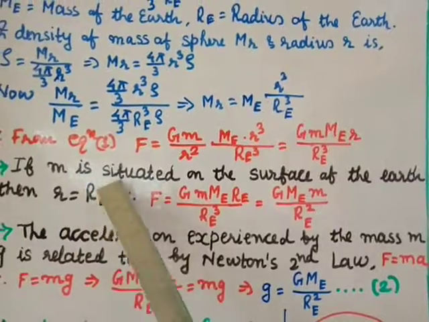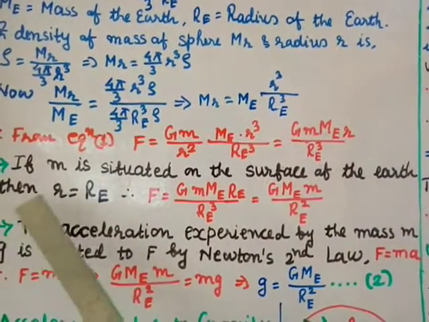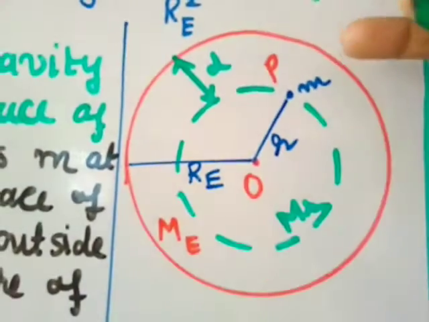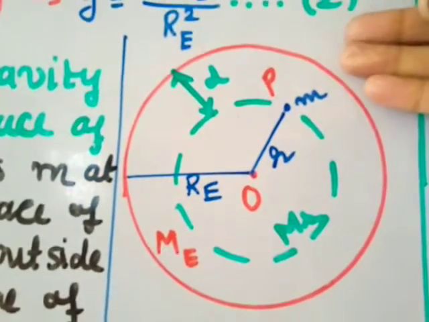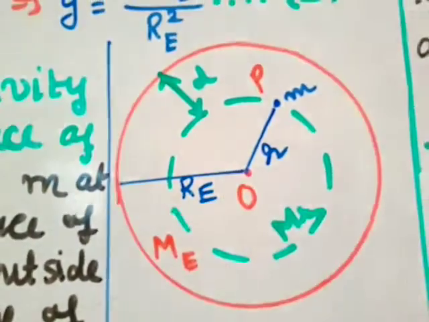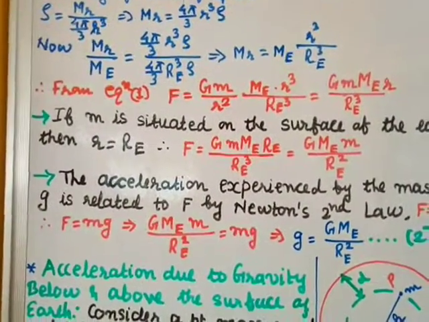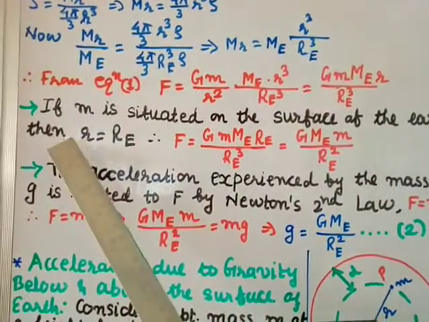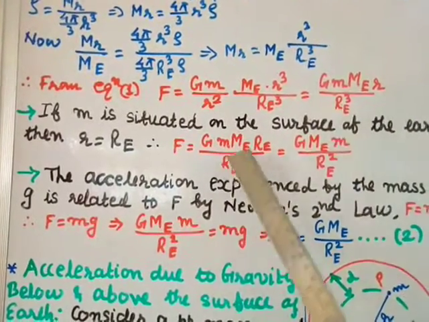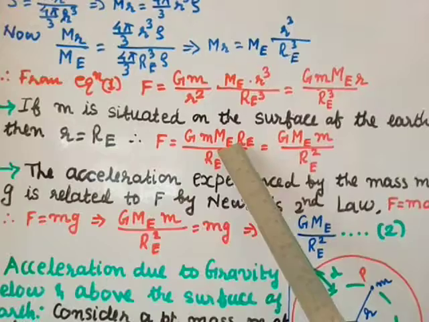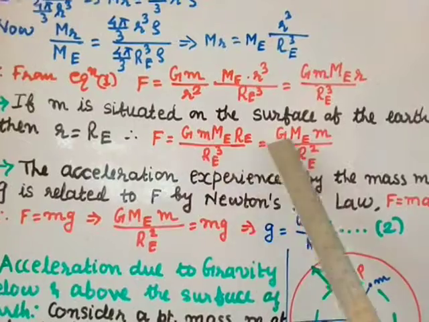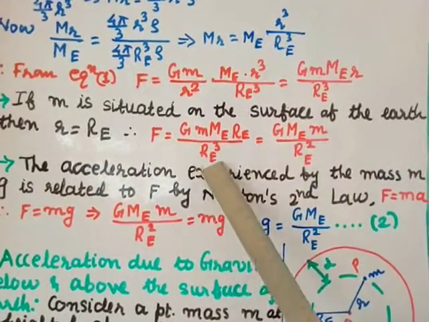If m is situated on the surface of the earth, then r is equal to Re. Now suppose this mass which is inside is not at this point but is situated on the surface. If it is on the surface, then the distance will not be small r, but the radius of the earth, that is Re. So if you take the mass m on the surface of the earth, then you take small r equal to Re. So in this equation, F is equal to G Me m Re divided by Re cubed, with r replaced by the radius of the earth Re. So one Re you can cancel, and what you get is G Me m divided by Re squared, right?